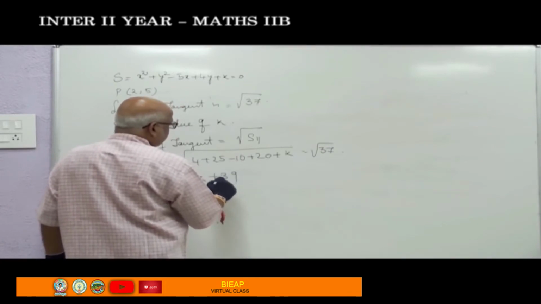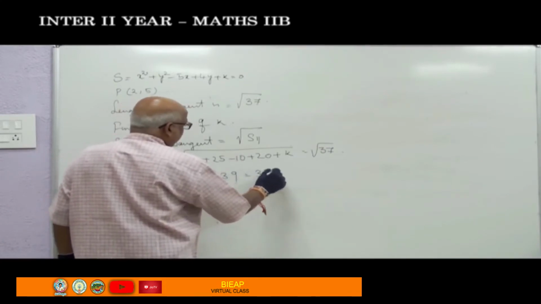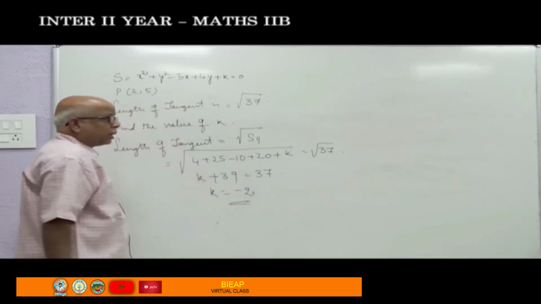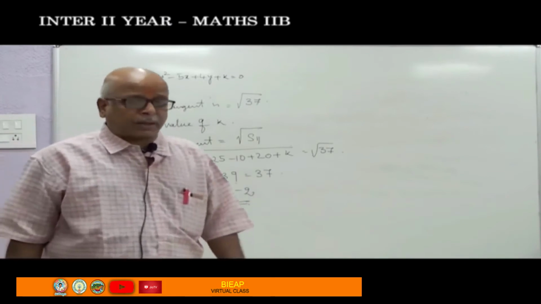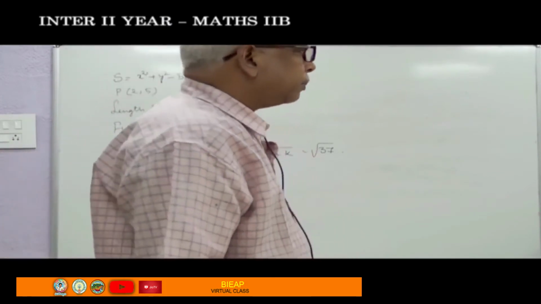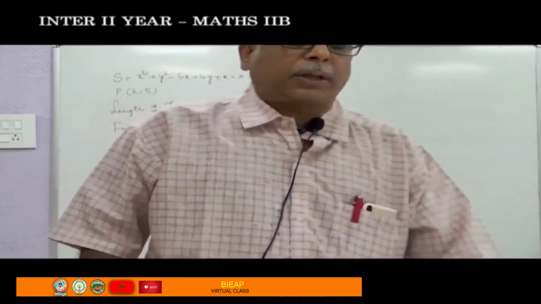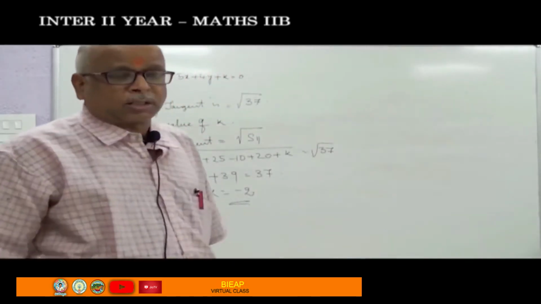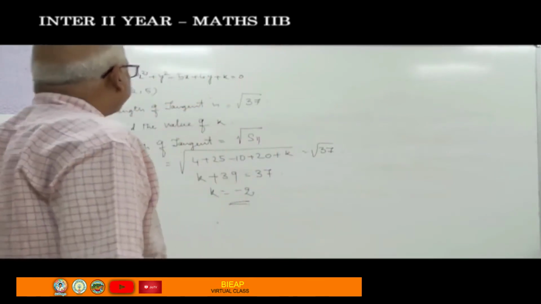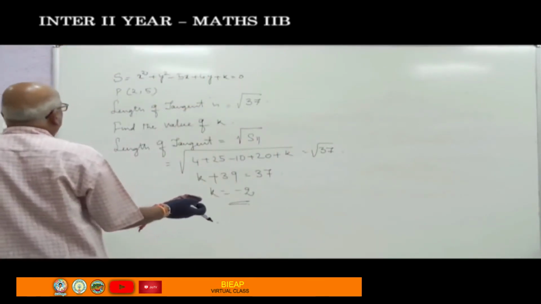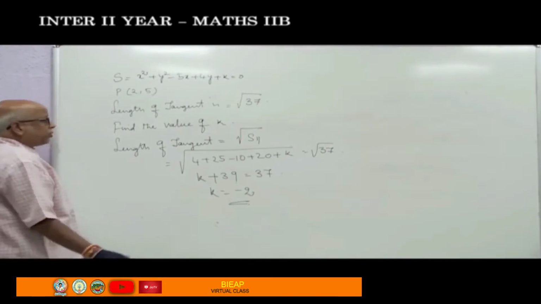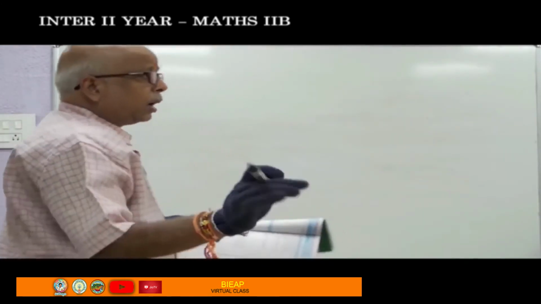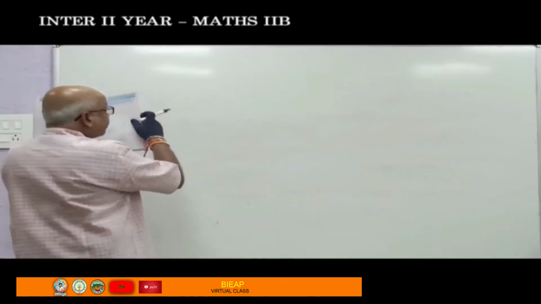39. k plus 39 equal to 37. k equal to minus 2. That is the equation of the circle. Okay. That is the value of unknown constant k when the length of the tangent drawn from a point to the circle is given.